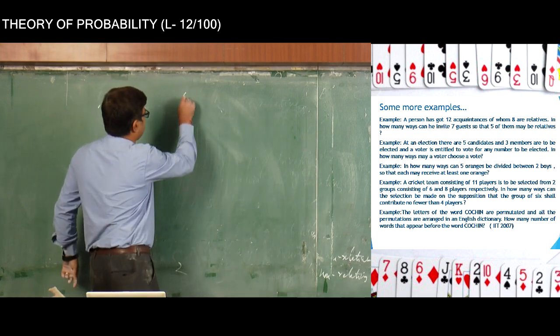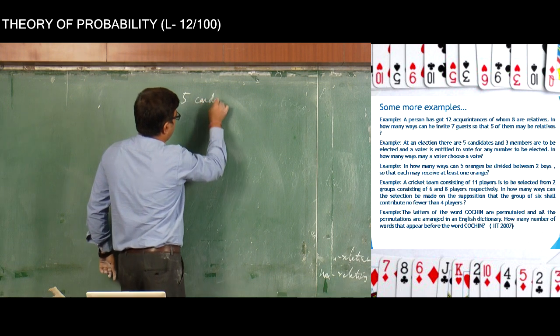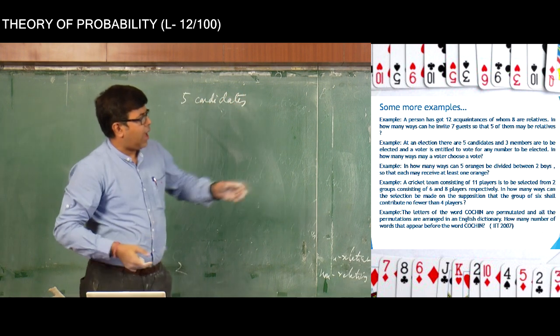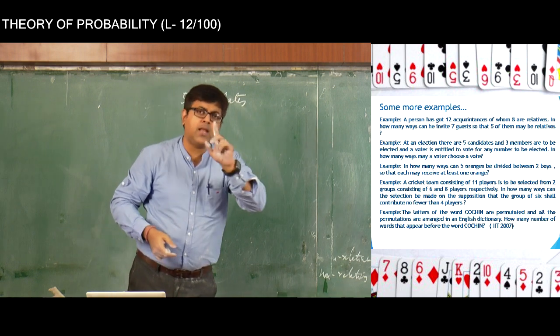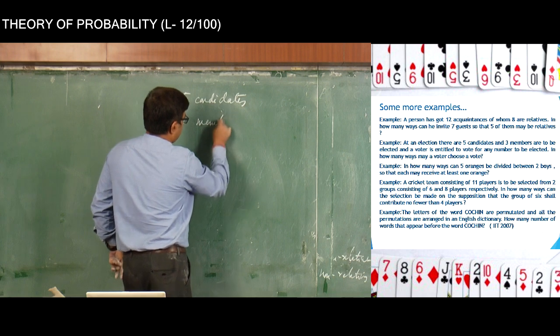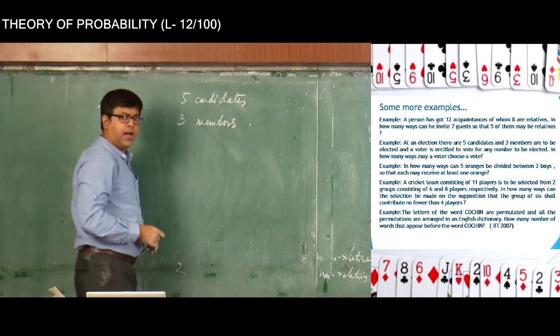And so there are 5 candidates at an election. Let me write it down. There are 5 candidates at an election, and there are 3 members to be elected. So how many members to be elected? 3. So 3 members to be elected, right?